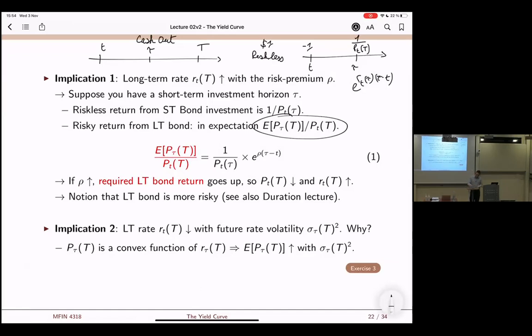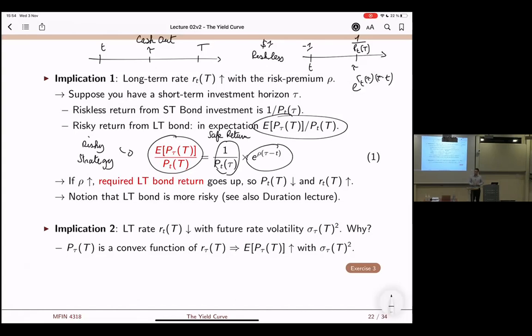So the expected return on the risky strategy is equal to the safe return, riskless, and you need to add the risk premium. Again, if you develop this formula, you're going to get back to the same thing as before. But of course, this is on purpose. Okay, now what do we make of this formula?